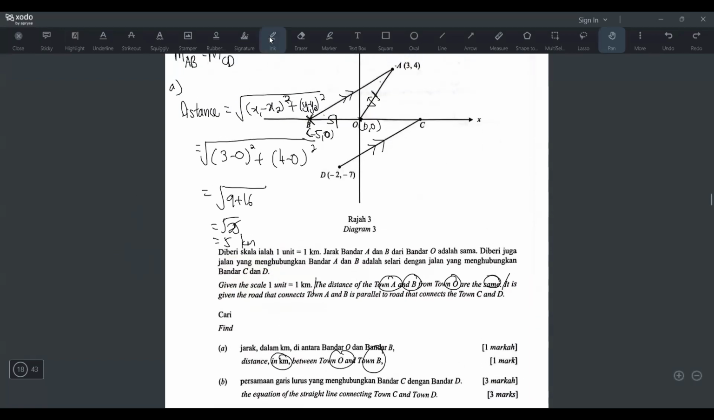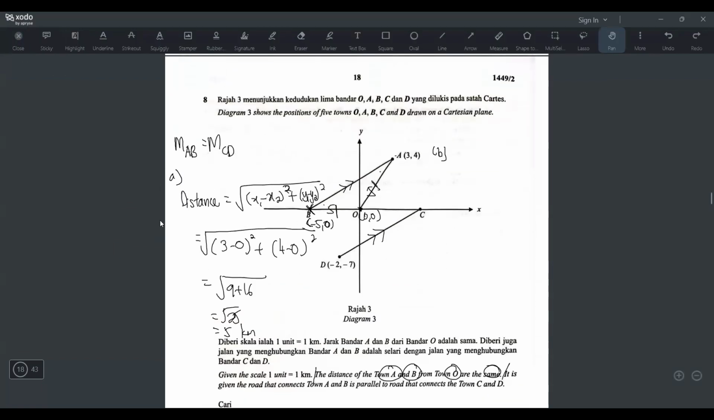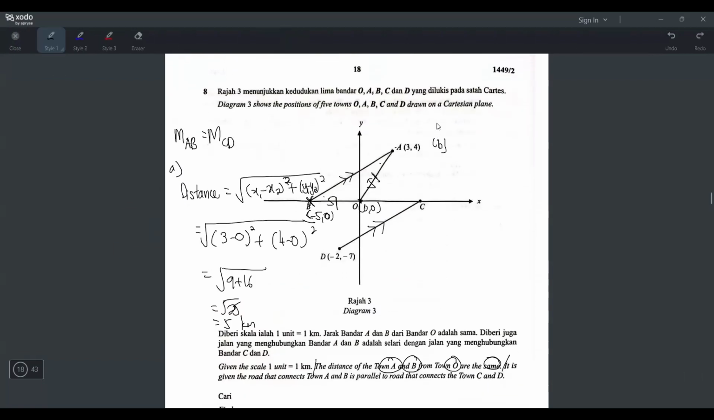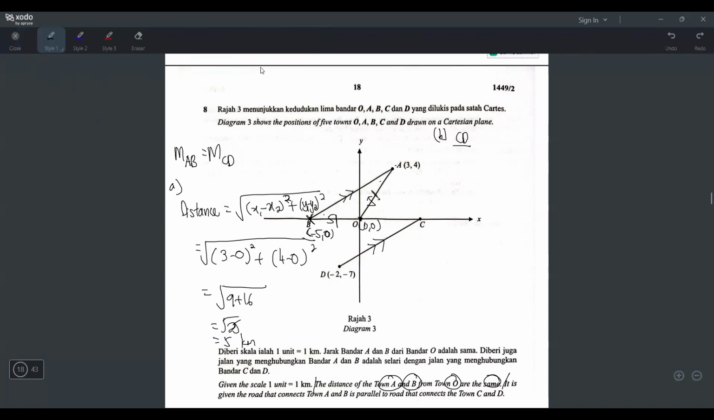I want to do B now. For B, I'll just do it here. Find the equation of the straight line connecting CD. So I want to find the equation of CD. Let me go to the diagram. Okay, let me erase this. Let me do it up here. So I want to find the equation of CD. Which line is CD? This line, right? So how to find the equation of this line? If your line looks like this, a straight line like this, then the equation will be y equals mx plus c.